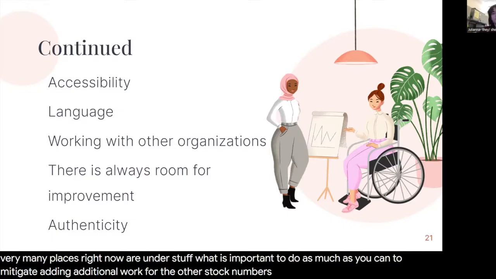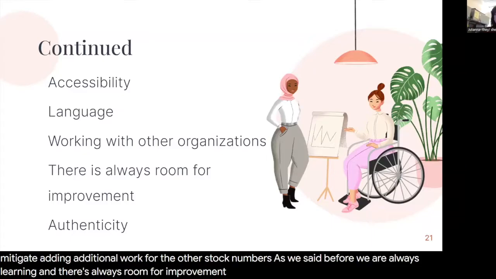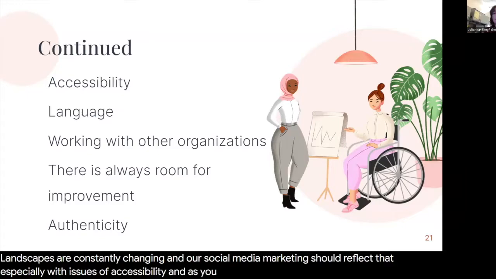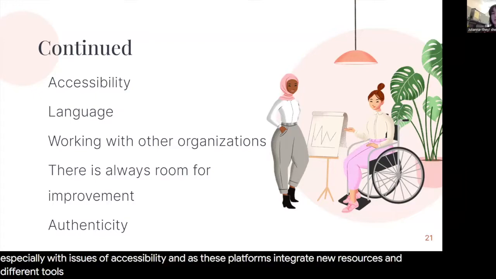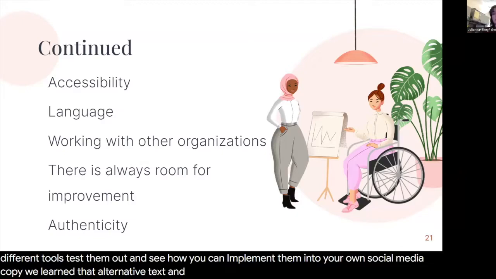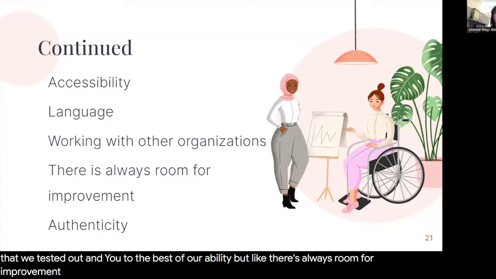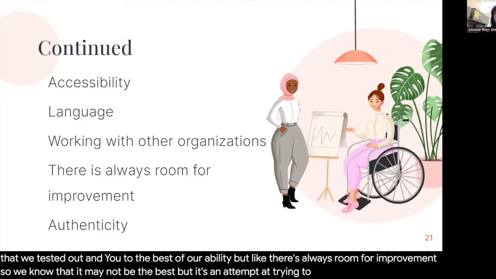As we said before, we are always learning and there's always room for improvement. As we know, our social media and political landscapes are constantly changing, and our social media marketing should reflect that, especially with issues of accessibility. And as these platforms integrate new resources and different tools, test them out and see how you can implement them into your own social media copy. We learned that alternative text didn't work for us on Instagram because it's something that we tested out, and we found a way to mitigate that issue to the best of our ability. But there's always room for improvement. So we know that it may not be the best, but it's an attempt at trying to alleviate some of those problems.